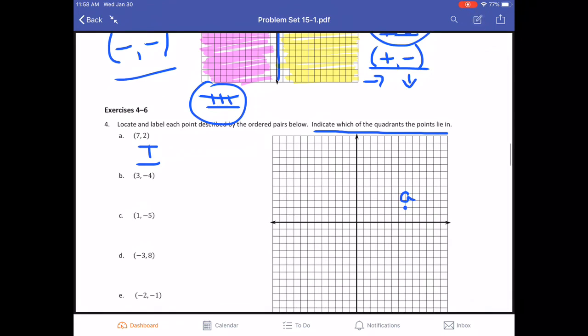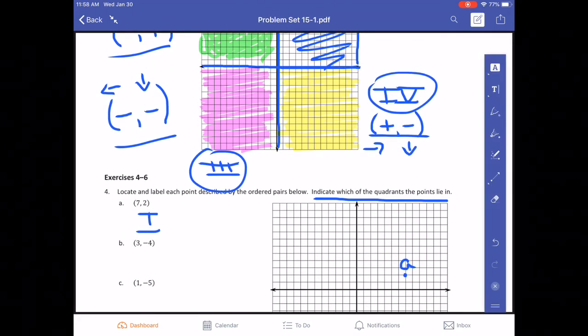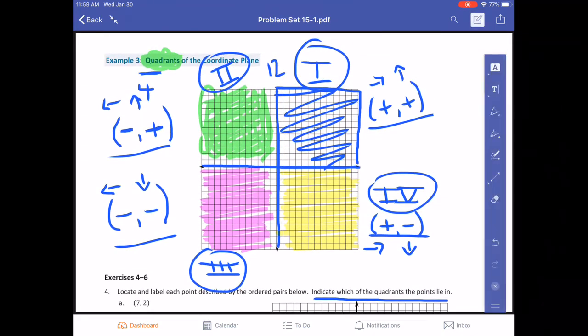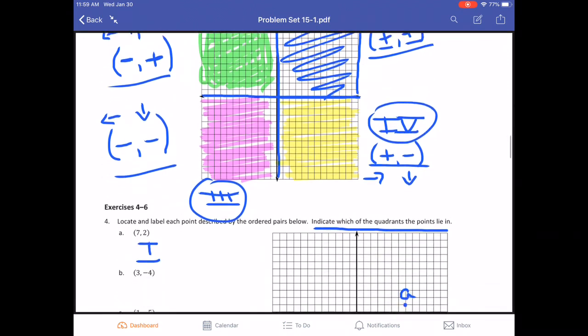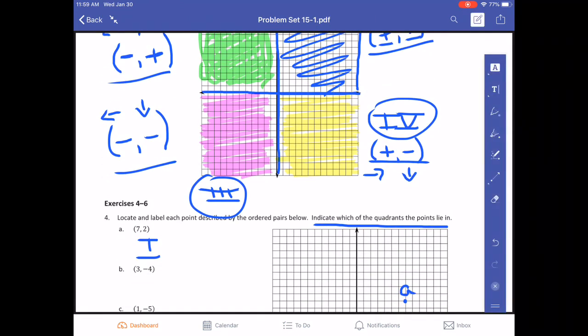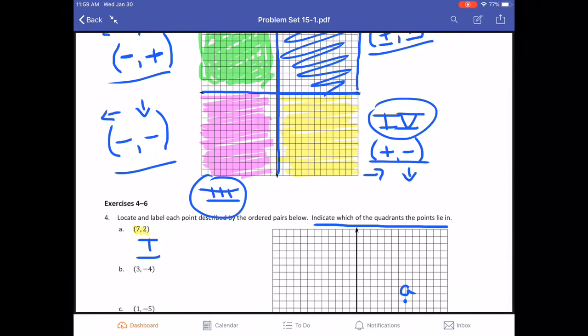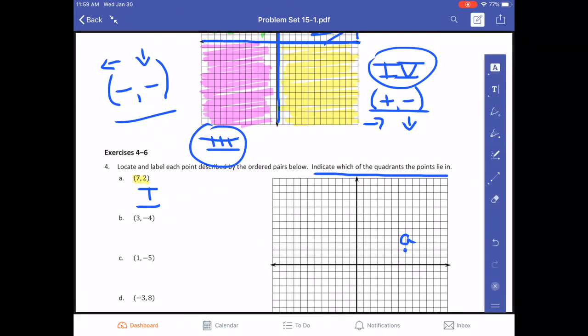I can also tell that this would be in quadrant 1 because if I go back up here, in quadrant 1, both my x coordinate and my y coordinate are positive. And if I go down here to (7, 2), both of these numbers are positive as well. Okay? So here we go.